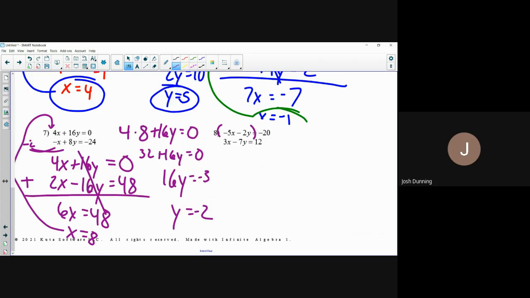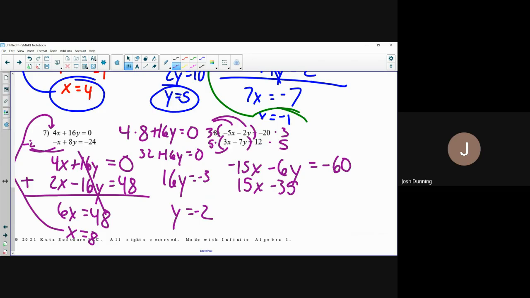Again, I'm multiplying the top by 3 and the bottom by 5. That way, I'll have a negative 15x. Don't forget to multiply everything. And on the bottom, we'll have a positive 15x. Don't forget to multiply everything. I needed to do that because now those 15s will cancel.